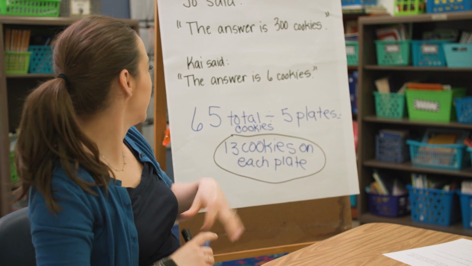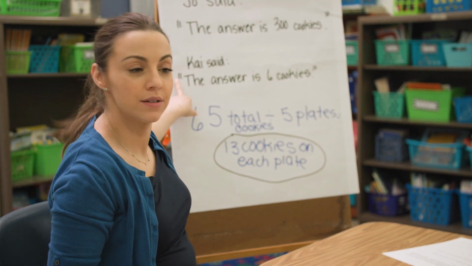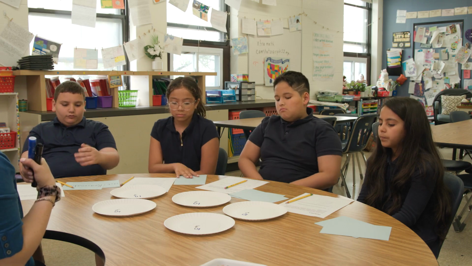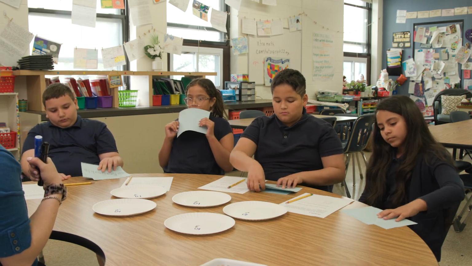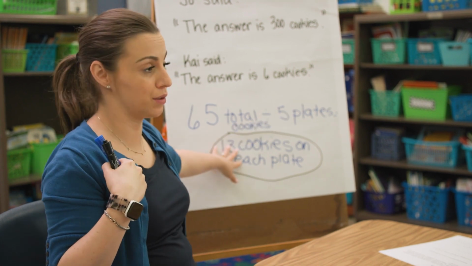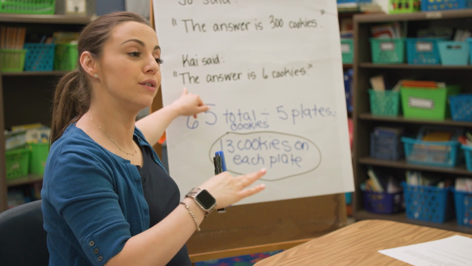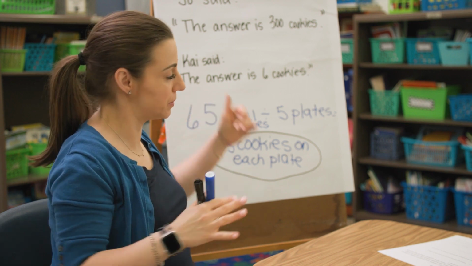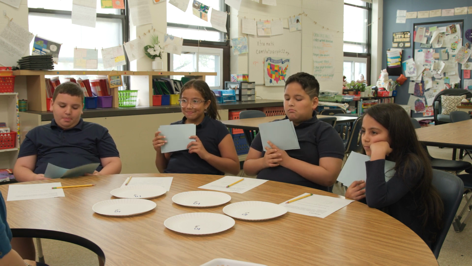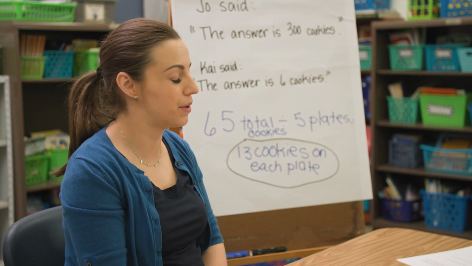I want us to think again about what Kai said. The answer is 6 cookies. Do we still think that that's a reasonable answer? So I'm going to have you pick up your blue cards again. I'm going to have you think about the math we did, the answer we got, and then decide, is 6 cookies reasonable or not reasonable? And if you're not sure, that's okay. We'll hear from everyone else and we'll have a chance to think about it.